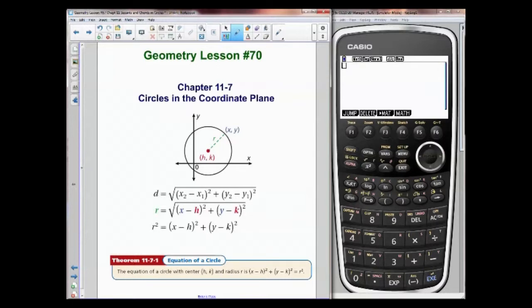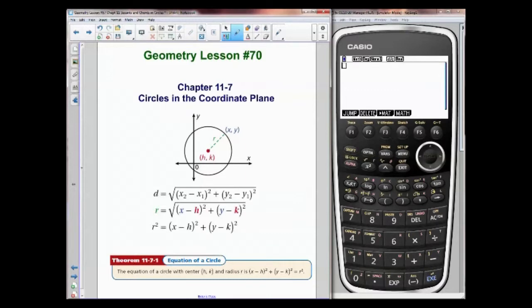Remember, all the points inside or outside of this circle right here are not the circle. The equation deals with all the infinite points that go around the circle. So it's just like swinging this thing around. And it's r squared is equal to (x minus h) squared plus (y minus k) squared.